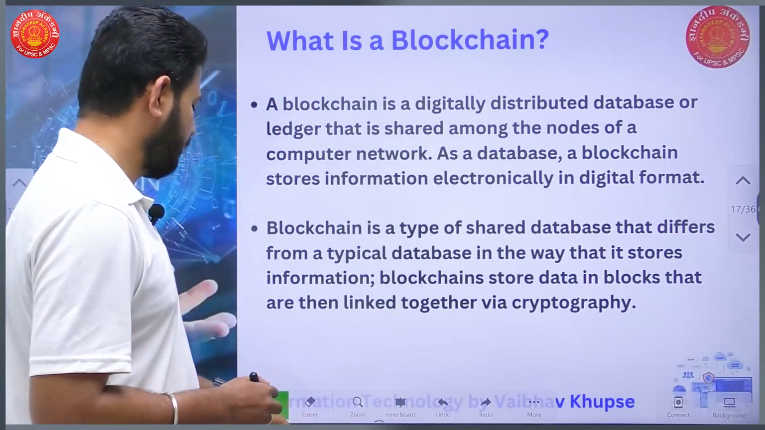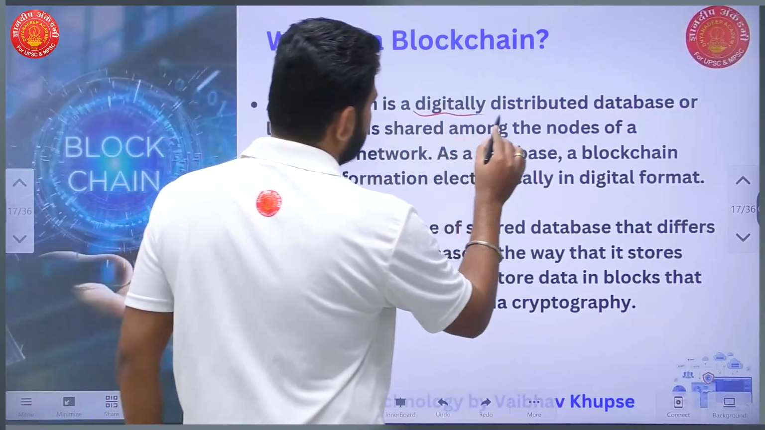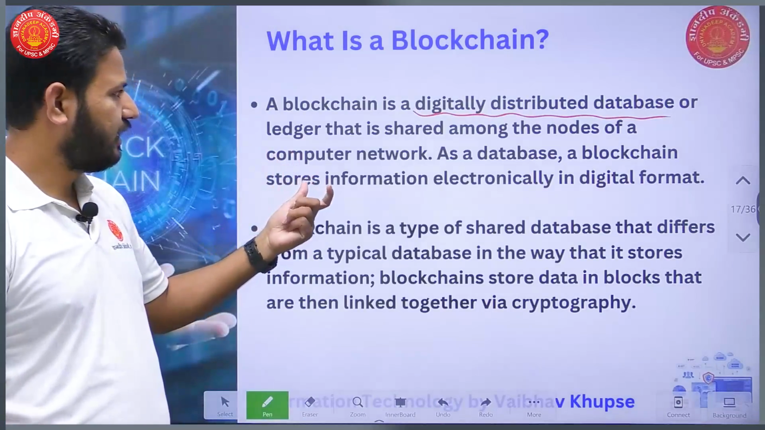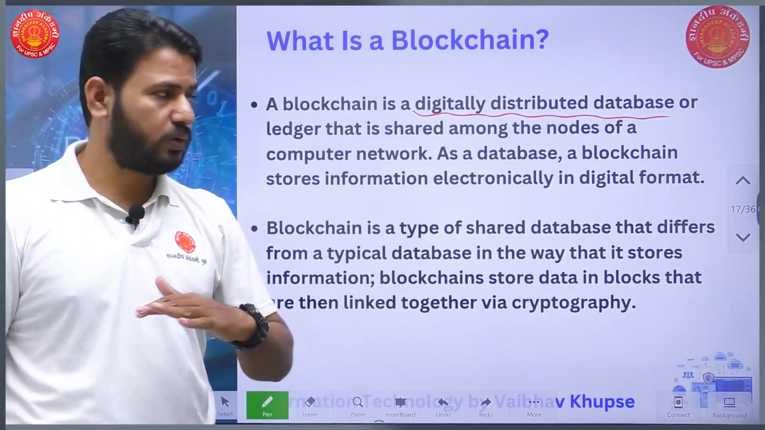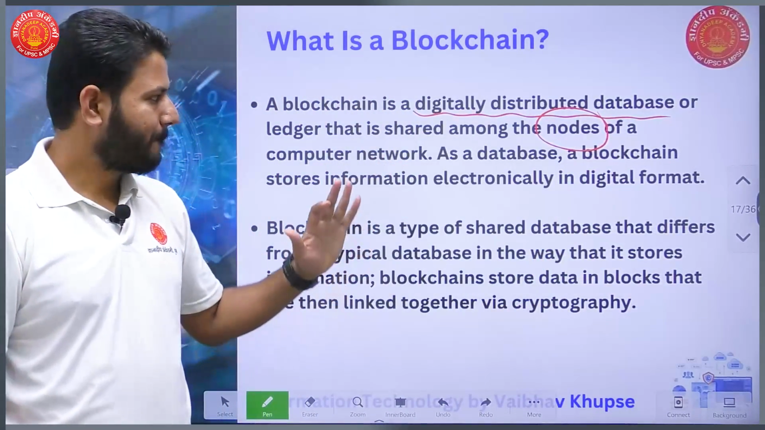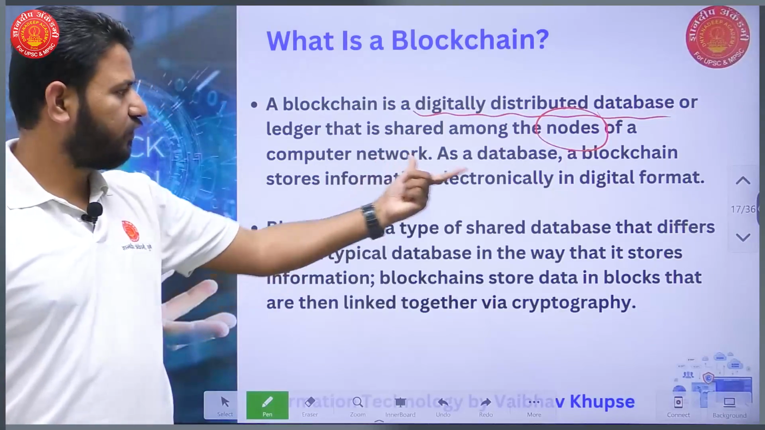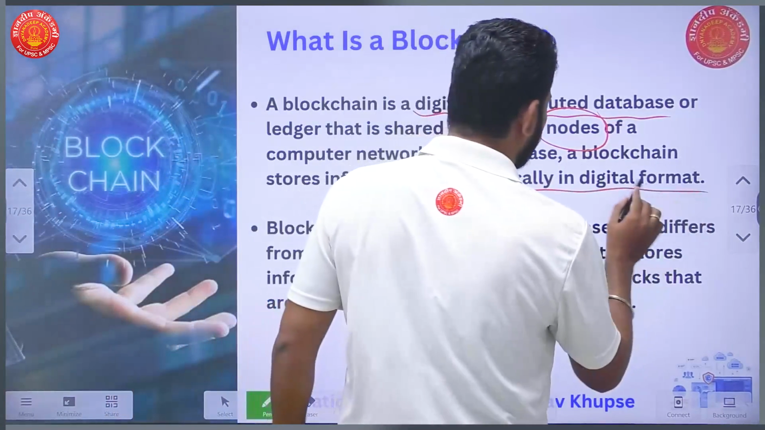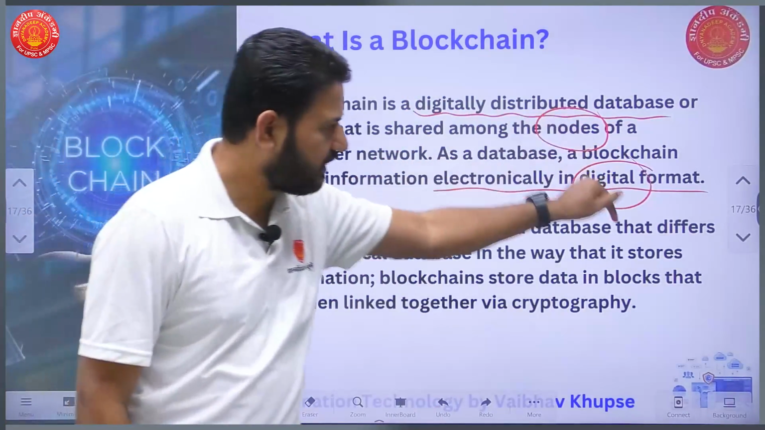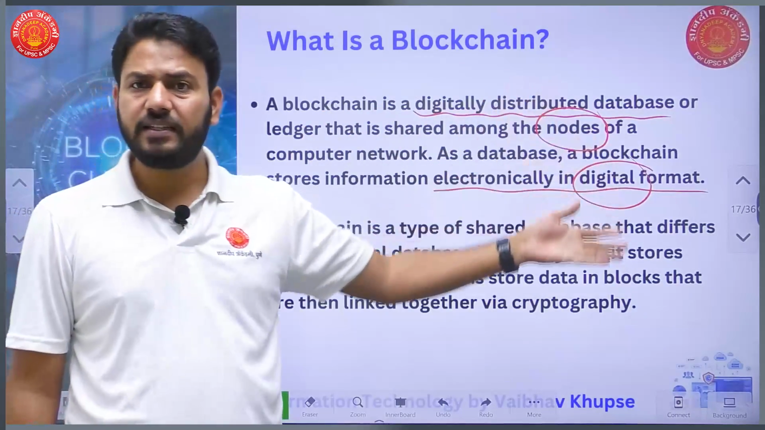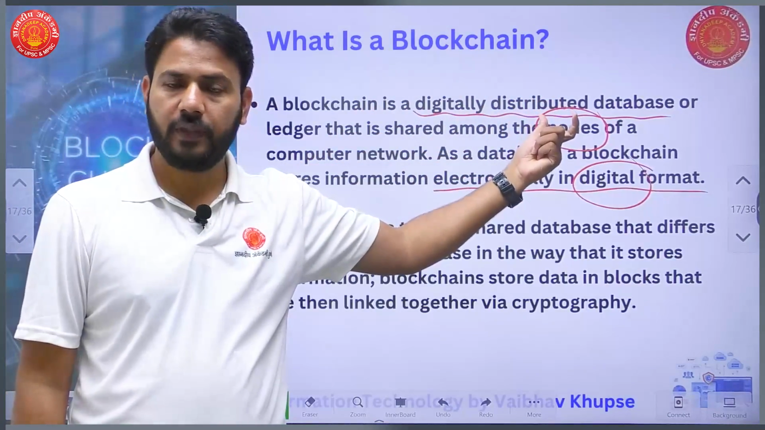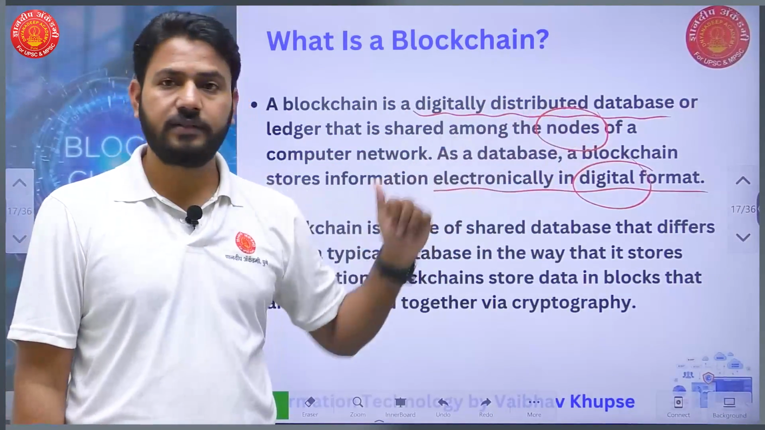Now, what is a digitally distributed ledger? Let's try to understand this. A blockchain is a digitally distributed database or a ledger that is shared amongst all the nodes. Very important, I'll come back to this, of a computer network. As a database, blockchain stores information electronically in a digital format. Now, why did I call it a digitally distributed ledger? I call it digital because it saves information digitally. Simple. Why is it distributed? Why is it a distributed ledger or a database?